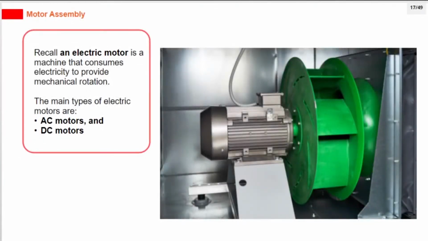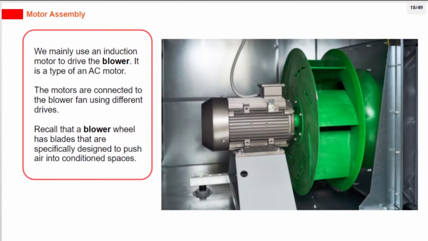Recall an electric motor is a machine that consumes electricity to provide mechanical rotation. The main types of electric motors are AC motors and DC motors. We mainly use an induction motor to drive the blower. It is a type of AC motor. The motors are connected to the blower fan using different drives.